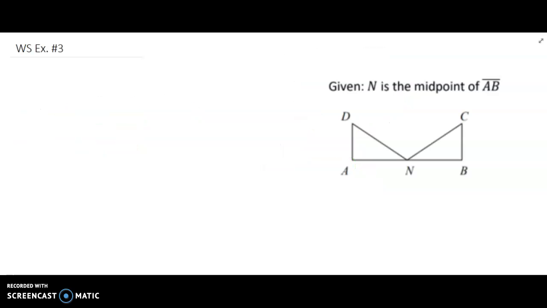All right, so to do example 3, it tells me that N, which is right here, point N, is the midpoint of AB. Okay, so that tells me that if it's the midpoint, like we had just discussed, it cuts it into 2 equal parts. So I'm going to mark the 2 segments that are congruent, and then I'm going to write it out. AN is congruent to BN, and that's it.